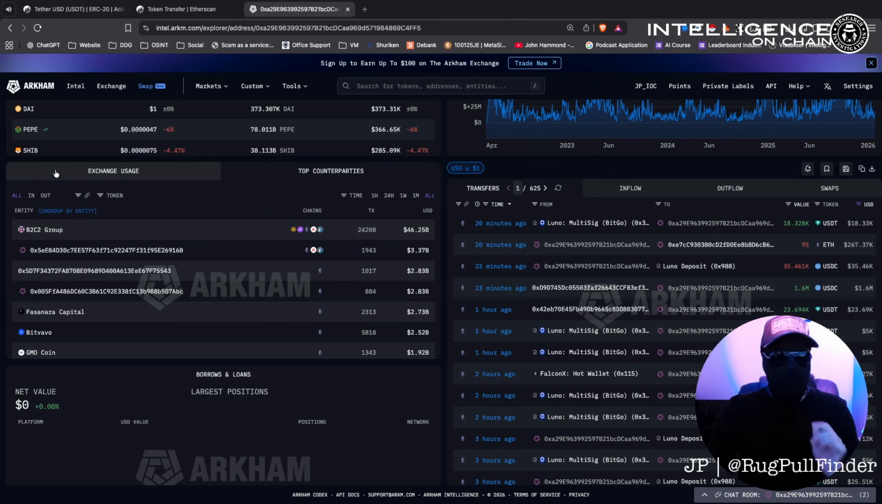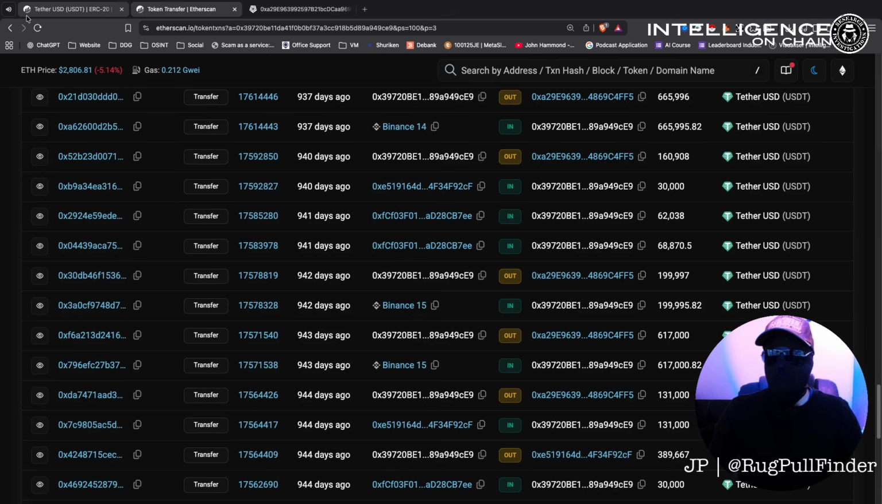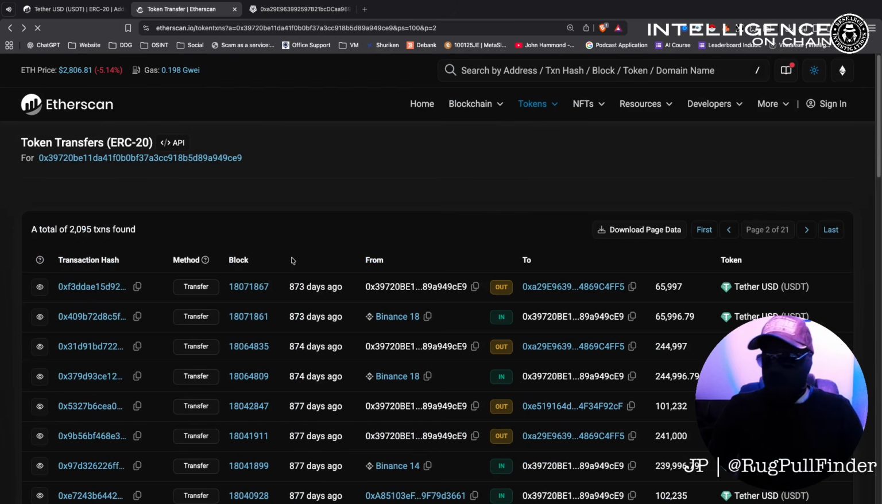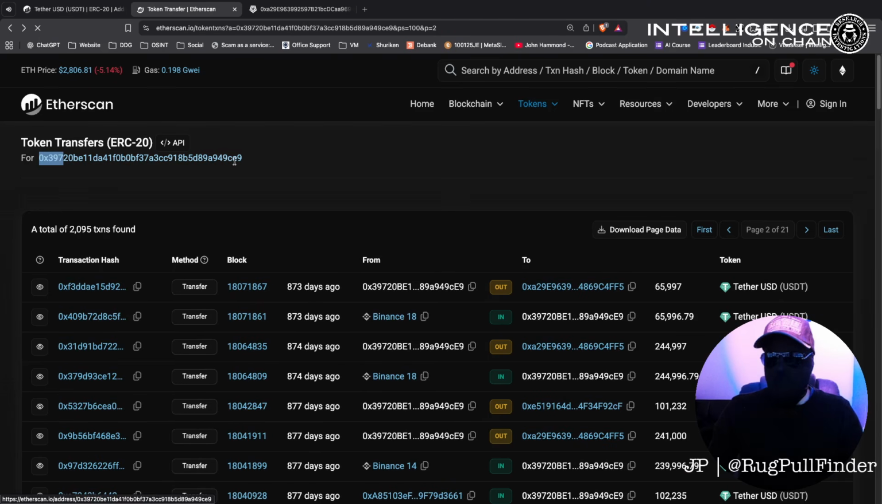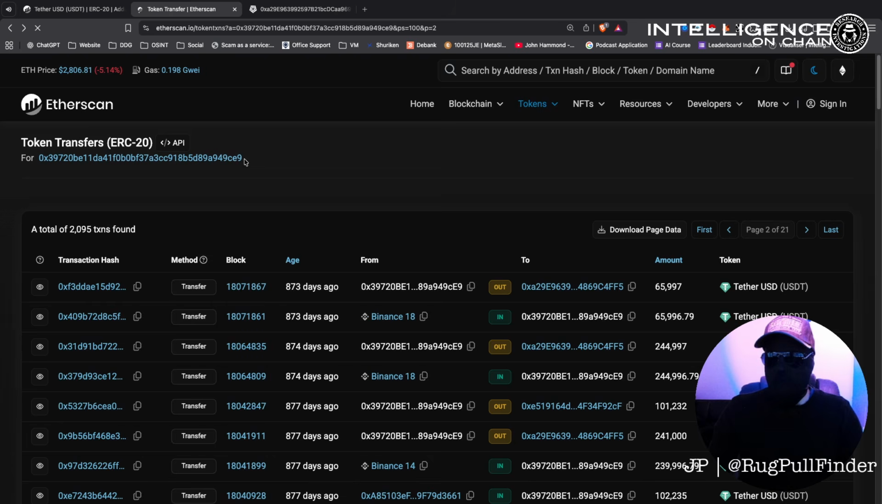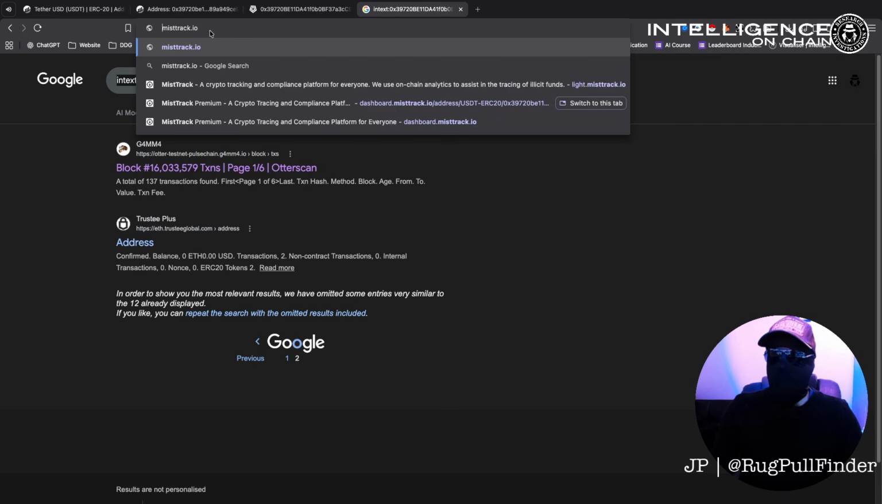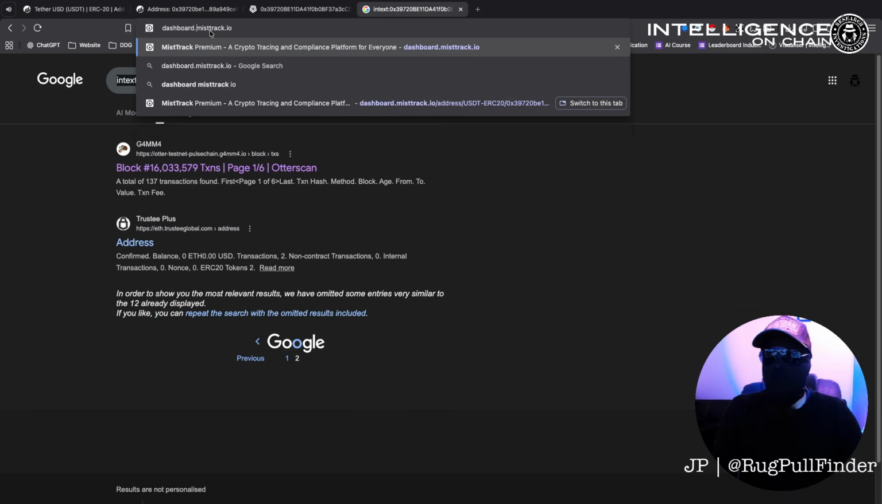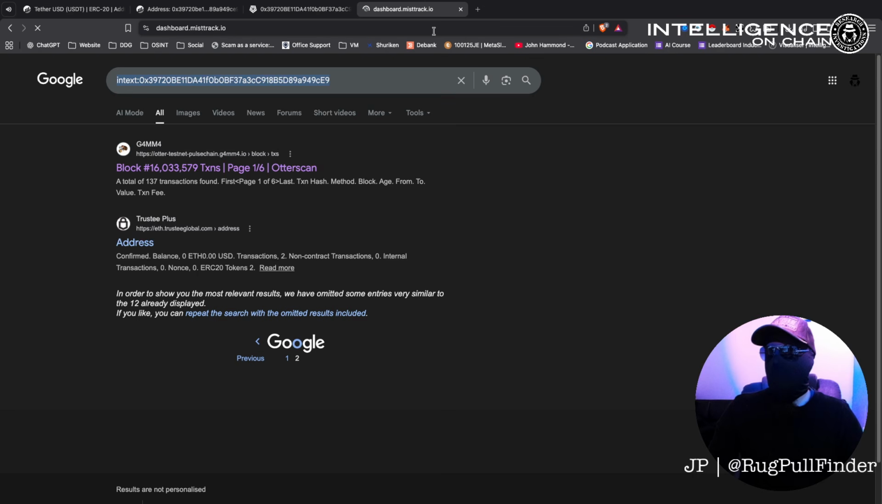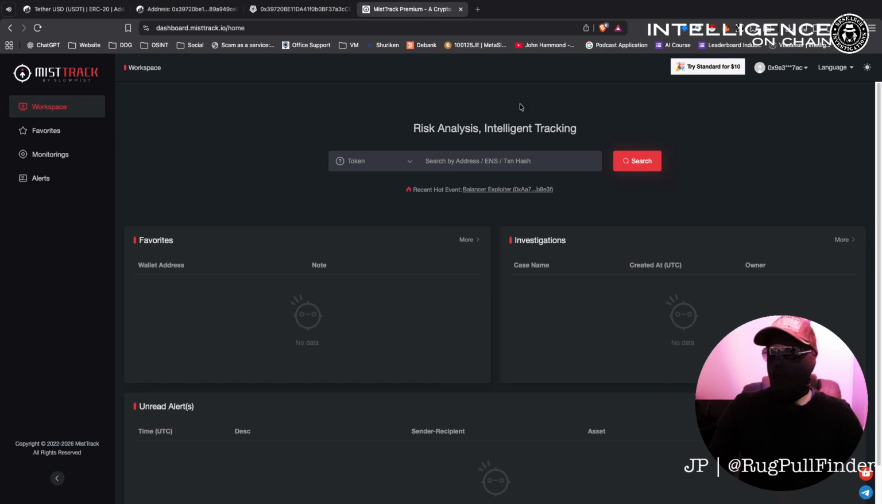But there's one or two tricks that I want to show you as well. So we'll go back to that previous address, which was 0x397. And I don't know if you all know this, but there is another tool called MistTrack. So that's Mist with the double T, track.io. And in fact, if you put dashboard.misttrack.io, you'll have to log in with a wallet, but they do allow you to do searches on here.